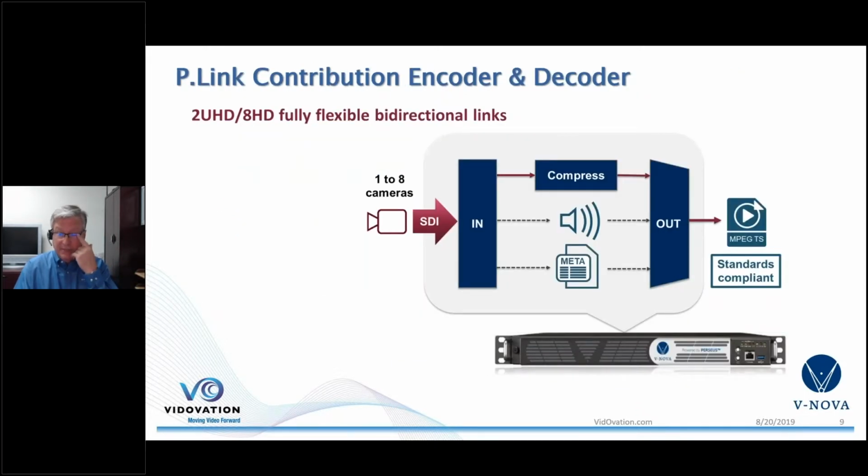So the box basically has 8 I/Os. 6 of the I/Os are 3G SDI compliant, and 2 of the I/Os are 12G SDI compliant. So you can do 2 UHDs and 8 HDs, either or a mix and match. You know, you could have a 4K coming in the field and 4 HDs coming back. You can home run 8 cameras.